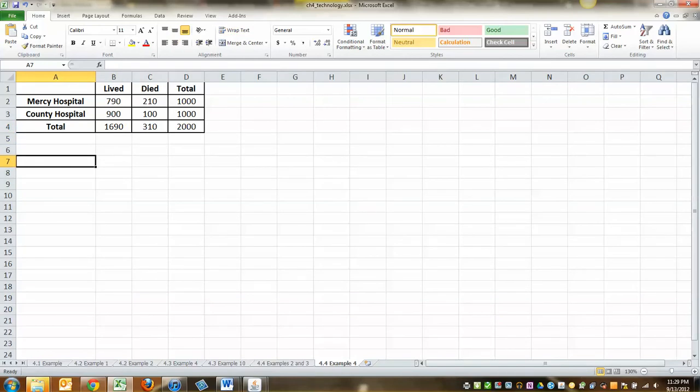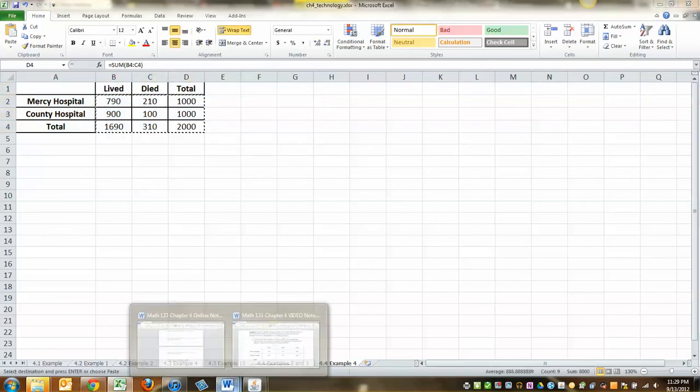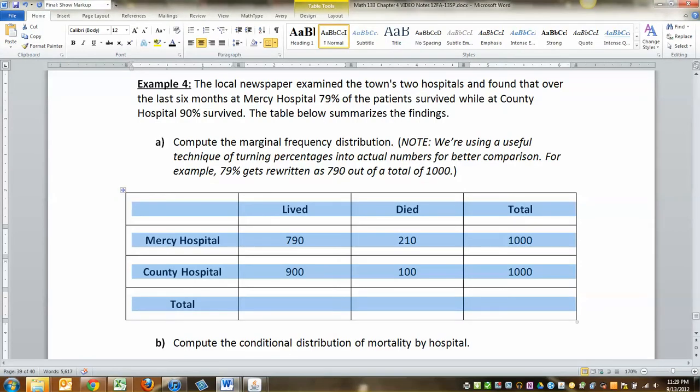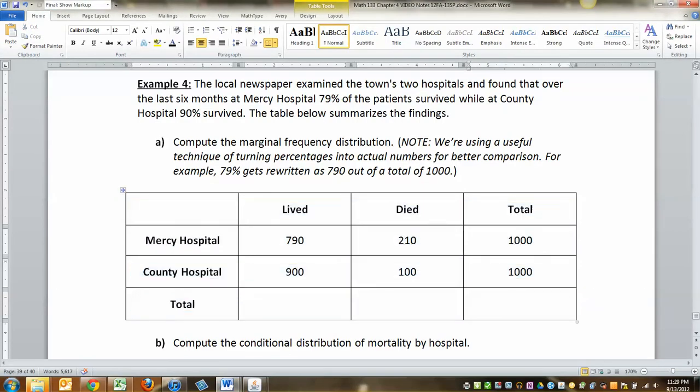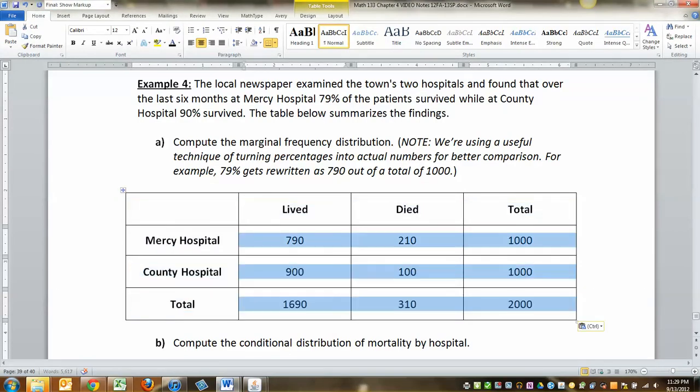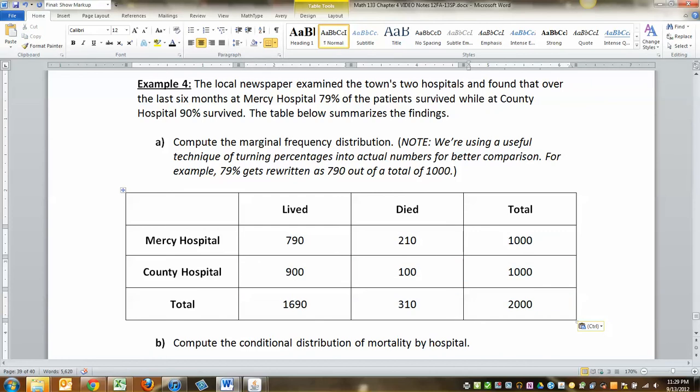Now the next thing they want is to compute a marginal frequency distribution. So we did that. It's right here. I could copy and paste these numbers in. The marginal part is literally in the margins. So when you do this, it's this column right here and this row right here that create your margins.